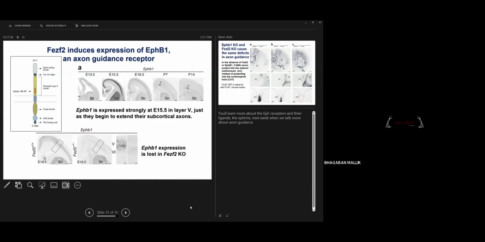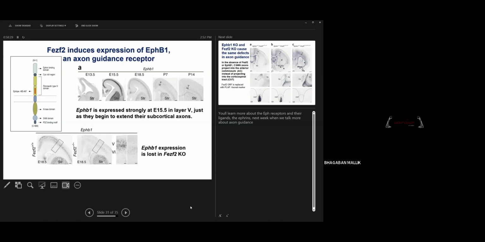So I'll be talking about one of these genes, for how FEZF2 induces the expression. Here is how the EPHB1 protein, which is upregulated by this transcription factor FEZF2, looks. It is a multi-domain protein. It has a heparin binding domain, a cysteine-rich domain, and a fibronectin domain. It has a kinase domain, a SAM domain, and a PDZ binding domain.